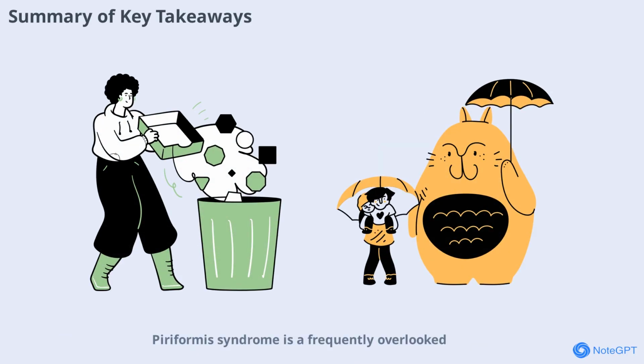Piriformis syndrome is a frequently overlooked cause of buttock and sciatic pain. Its symptoms often mimic other conditions, making diagnosis challenging. Advanced imaging techniques like MRI, MRN, and musculoskeletal ultrasound are improving our ability to identify and treat PS. However, no single test is definitive, and a multimodal approach remains essential. Early recognition and targeted treatment can greatly improve patient outcomes and quality of life.